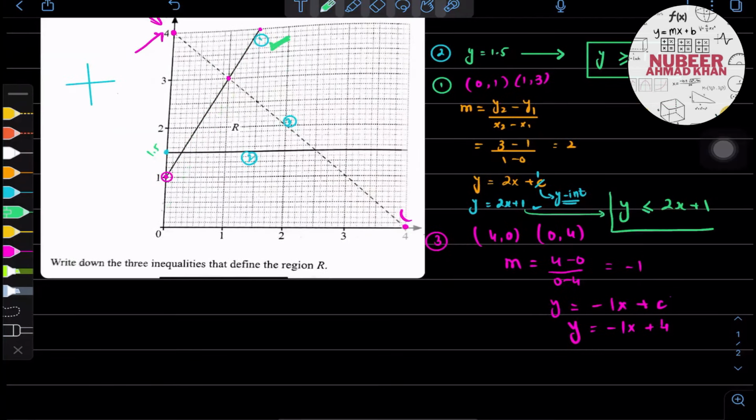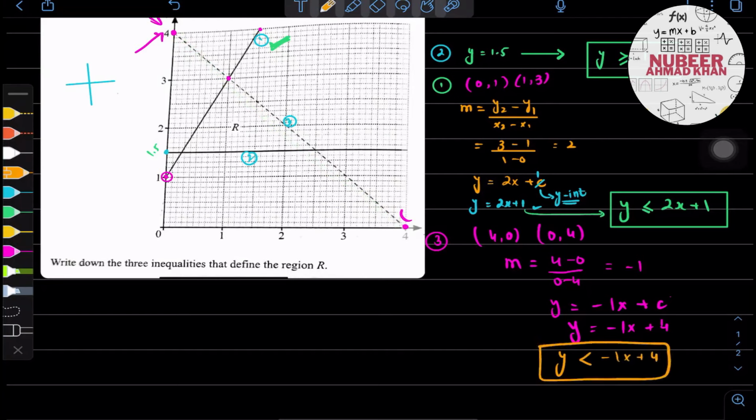Last and the third inequality. So line number 3 पे हम अपना focus रखते हैं. And when you look at line number 3, which is a dotted line, is the region R above this line or below this line? Below this line. So below we are going to use less. Acha, remember, now this line is dotted. So what would be the difference? Dotted जब होती है, the only difference is you do not put this equal. जब हम less than or equal to लिख रहे थे, we are not going to put the equal with it. ठीक है, so we are just going to write down y is less than minus 1x plus 4. So this should be your third and final inequality.